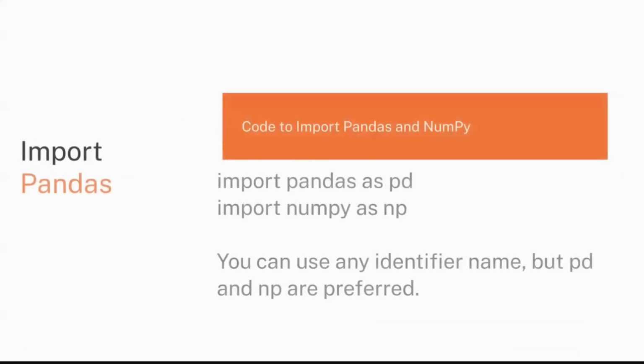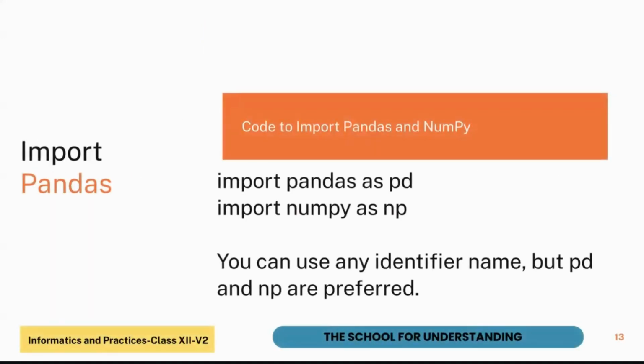Let's move on. So how can you use Python Pandas in your program? To do that, we have to import the library. So that's the syntax here. Import will import the particular library, in this case Pandas, and we are giving it a name, just an alias, as pd.